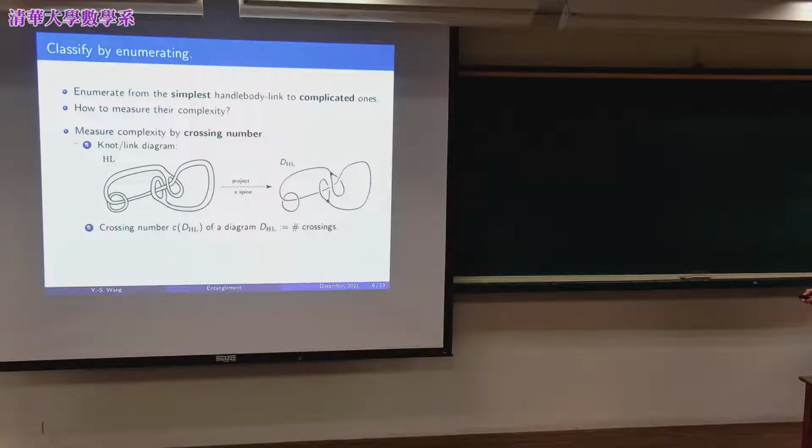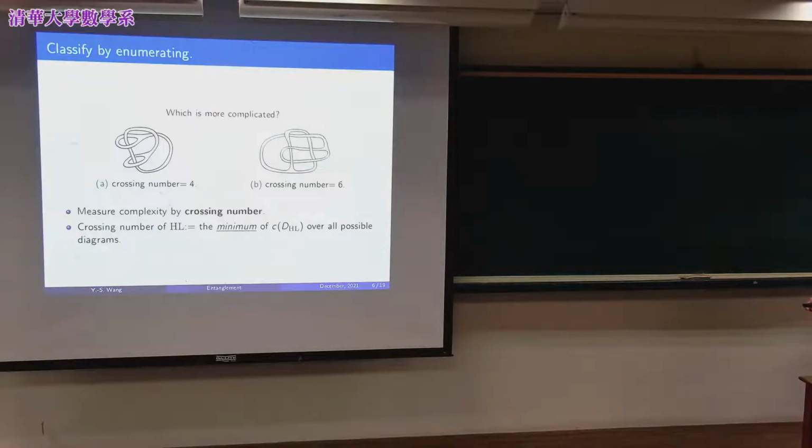But for a handle-body link, there are plenty of projections. You can project it from the right, you can project it from the left. So there are many different kinds of projection. In order to have a well-defined crossing number for a handle-body link, we have to consider the minimum of the crossing number over all possible diagrams. In general, it's not easy to compute the crossing number. But you will see that in the case of small crossing number handle-body links, it's possible to compute.